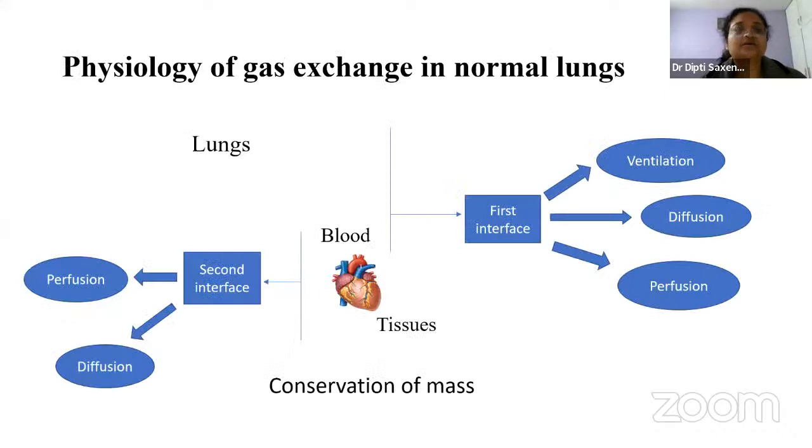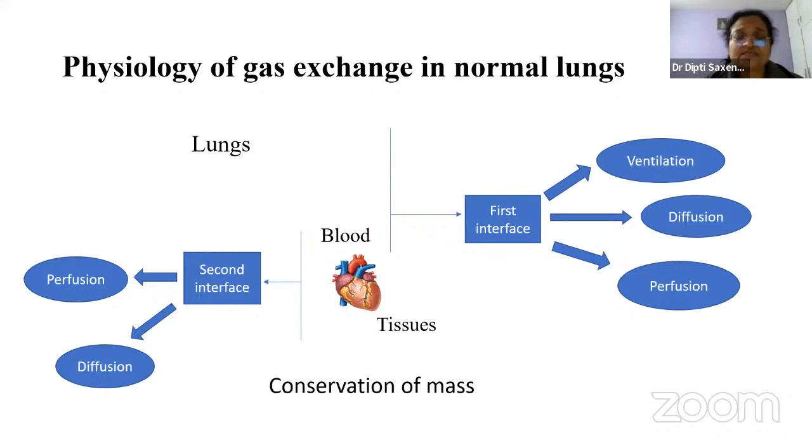So let us begin. In order to understand the physiology of gaseous exchange in normal lungs, we have to understand that there are actually two interfaces that oxygen and carbon dioxide should cross. The first interface is at the lungs, where the alveolar capillary membrane helps in exchange. And three important processes define this transfer, which includes ventilation, diffusion, and perfusion.